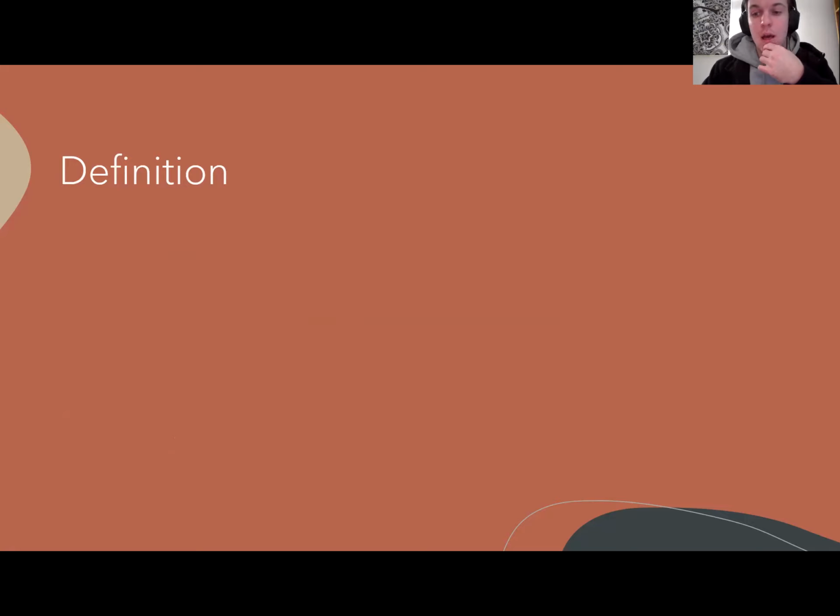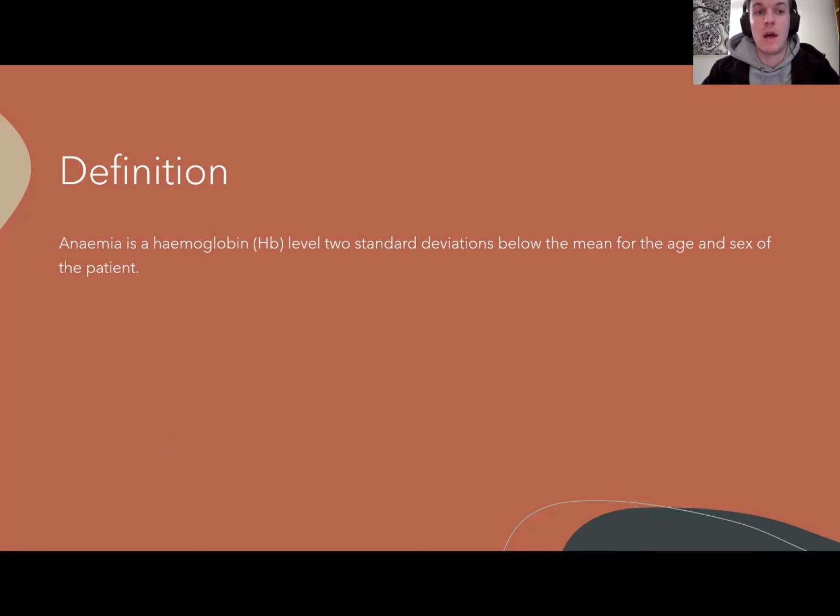Very basically, anemia is a reduced level of hemoglobin, 2 standard deviations below the mean. Each hospital has its own lab values, so it will vary from where you work. For your exams, you should be given a standardized set, so you won't be asked to know them off the top of your head. You should just be told what the values are for that particular exam that you're sitting.